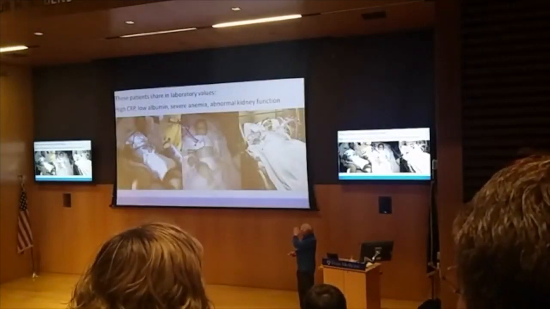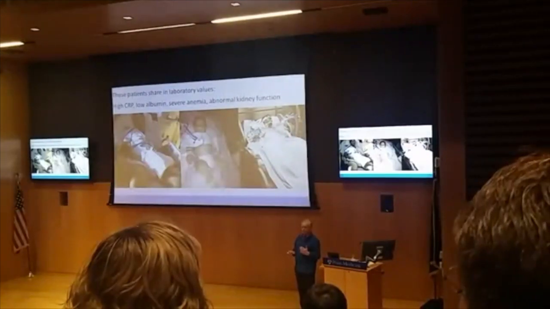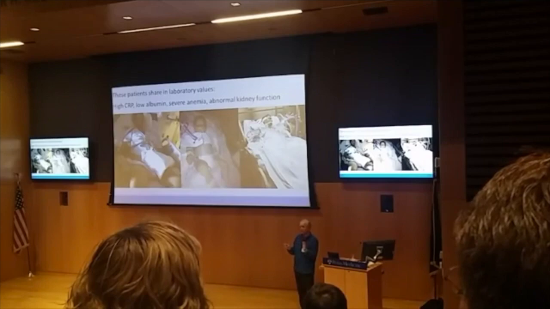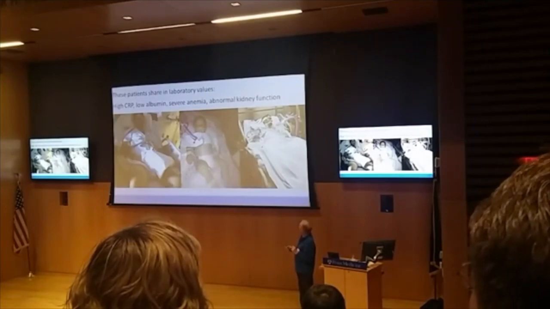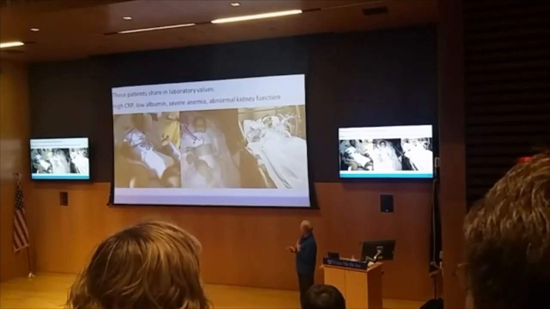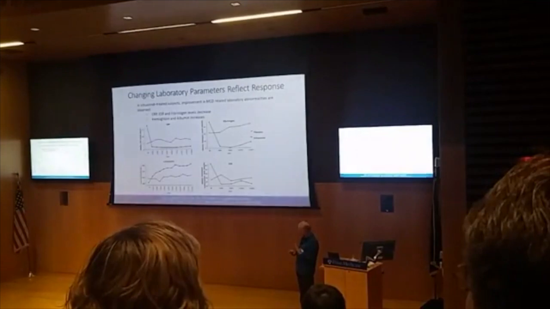So what do all these patients share here who are so severely ill? They're very anemic, they will have sky-high CRPs and sedimentation rates. They will have abnormal renal function. So again, it's a measurement of severity of the disease.